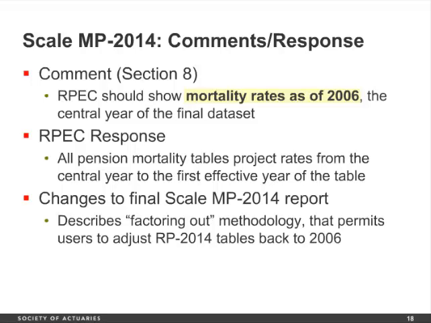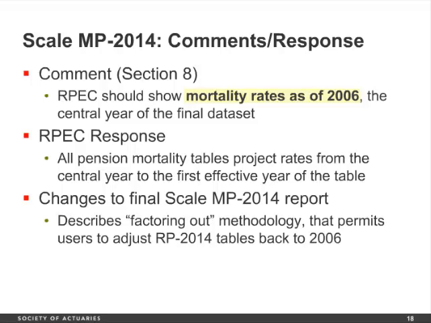What RPEC said is all pension mortality tables that we're used to, GAR 94, UP 94, RP 2000, they were all based on data sets with earlier central years, but then were adjusted somehow to the as-of date, the release date of the table. And we did not want to break that tradition.